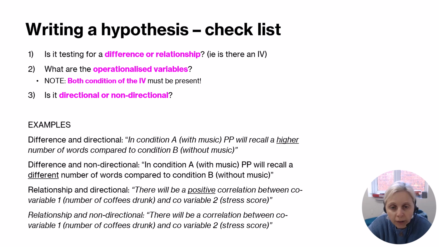For example, writing a hypothesis, you need to remember that these are the steps to take. First, you have to establish, is there a difference or a relationship that you're looking for? Basically, if you have an independent variable, then you know that you're looking for a difference. If you have 2 what we call covariables, then you're looking for a relationship. Remember, the hypothesis is a prediction, so you're either predicting a difference or a relationship.